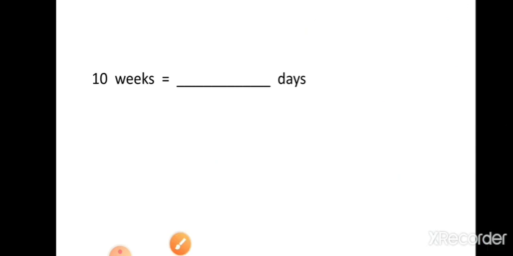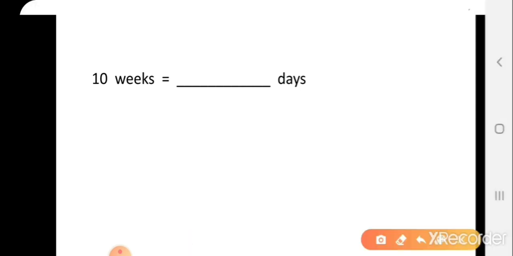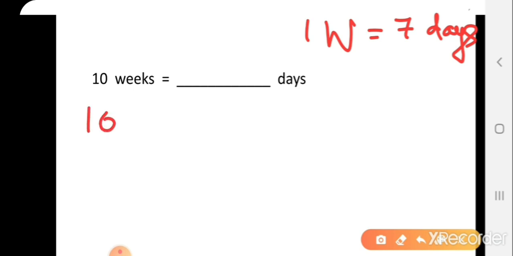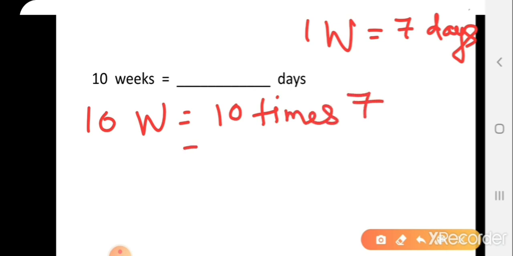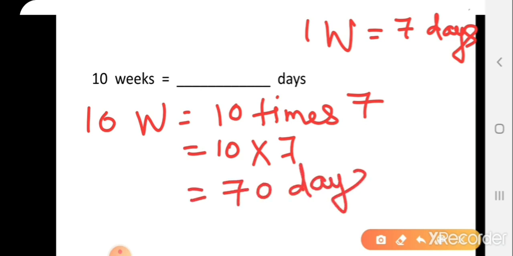Let us see the next example. How to convert week into days. Now as we know, 1 week is equals to 7 days. So 10 weeks is equals to 10 times 7, that is 10 multiplied by 7, which is equals to 70 days. So 10 weeks is equals to 70 days.